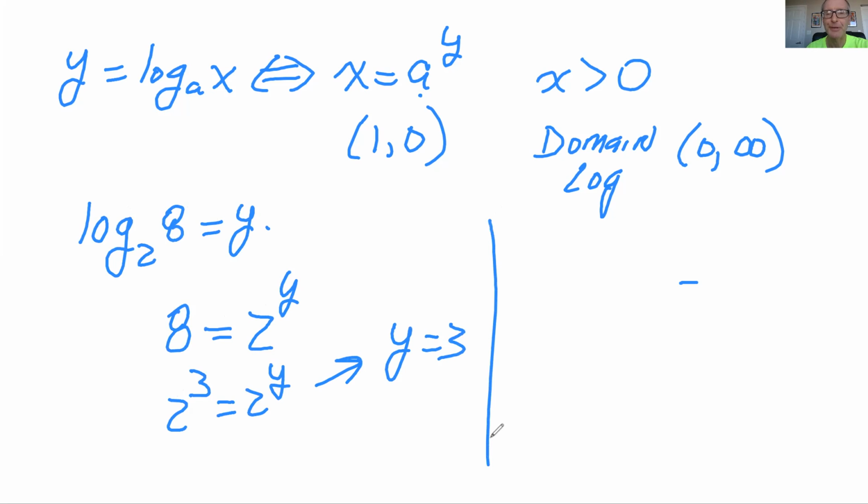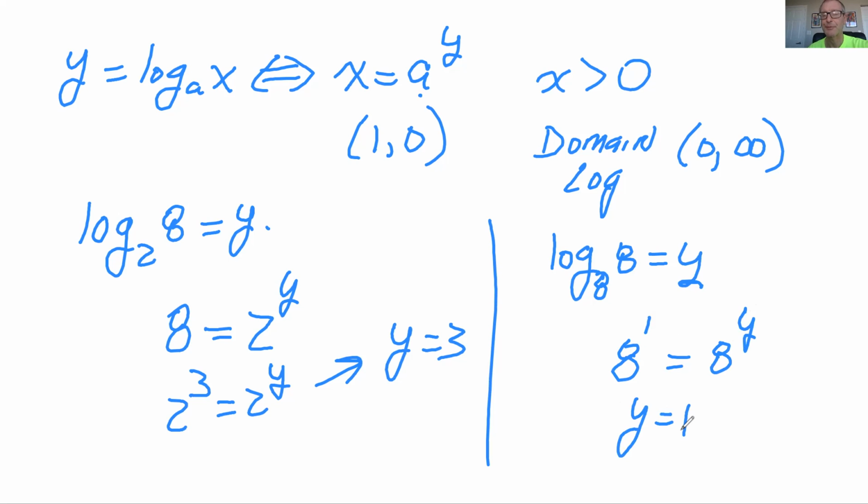What if we change the base and it ends up looking like this? Log base 8 of 8 equals y. So what would y be? So if you rewrite this again, 8 to the y equals 8. Well, remember, that's a 1 there. So then y equals 1. So another thing to remember is that if the argument and the base in a log function are the same, it always equals 1.